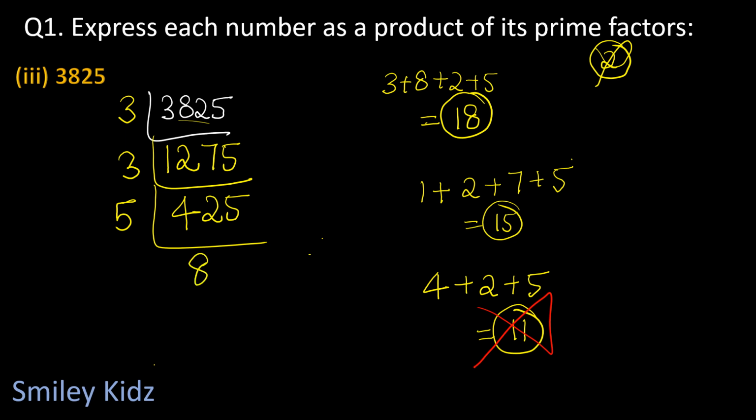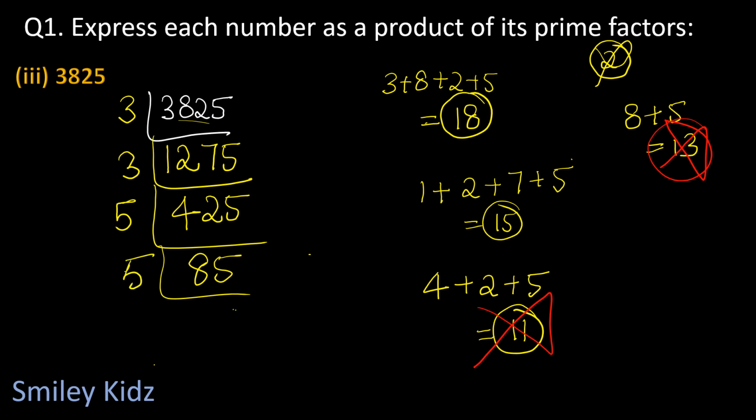Now 5 times 85. Now is 85 divisible by 2? Not at all. Is it divisible by 3? What is 8 plus 5 equal to? It equals 13. Is 13 divisible by 3? No. So the given number may not have the prime factor of 3, right? So 85 must again be divisible by 5. So 5 times 17. Again 17 times 1, because we know that 17 is a prime factor.